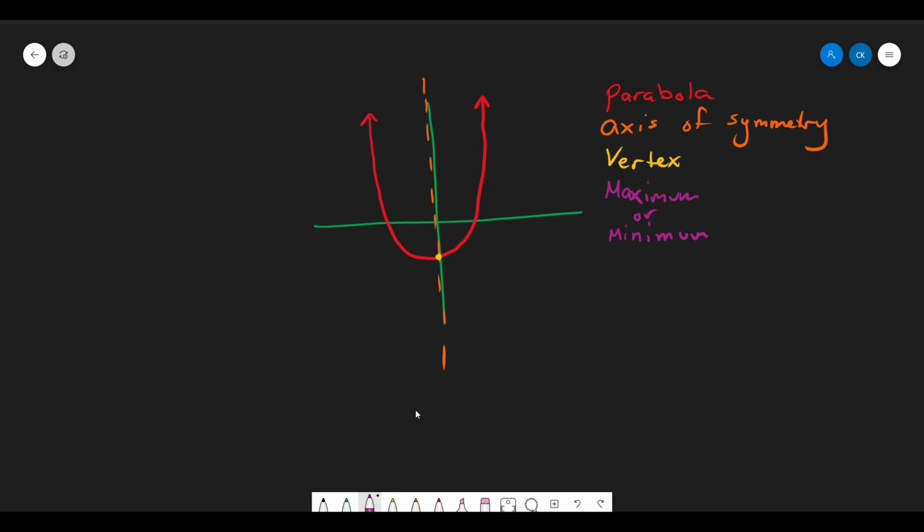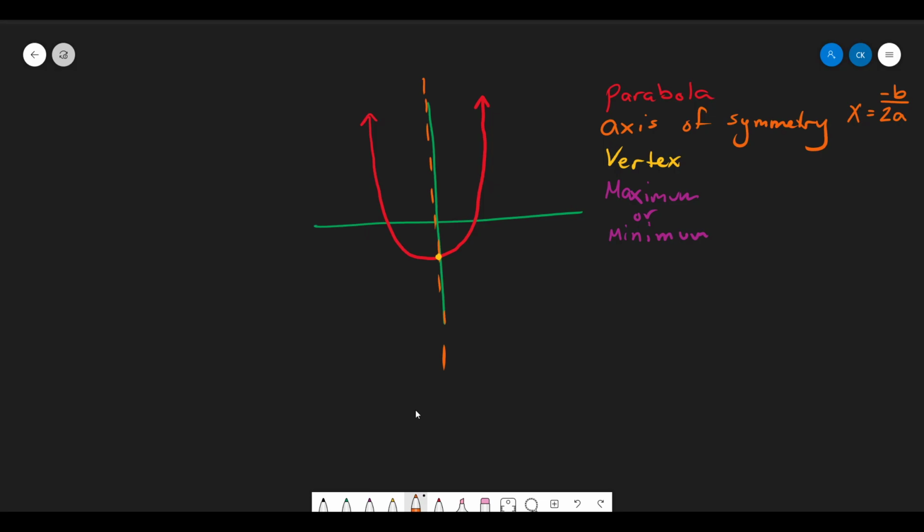So the axis of symmetry we can actually find by doing the formula x equals negative b over 2a. Okay, so the axis of symmetry can be found by doing the formula x equals negative b over 2a. Well, what is b and what is a again?